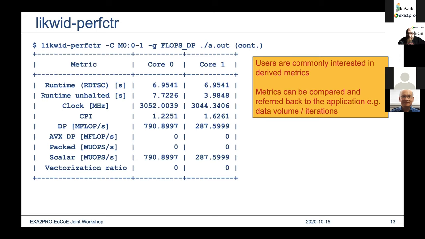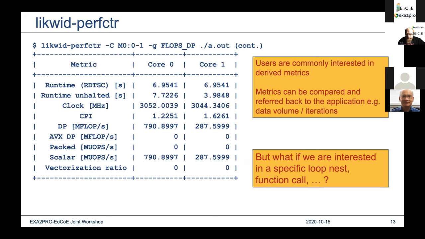The main benefit of using these metrics is that as soon as you have a derived metric, you can compare it to a different system. So like data volume divided by the iterations of the application to get data volume per iteration, you can compare that between nodes, and normally you should get similar results, but they show you the difference in execution.